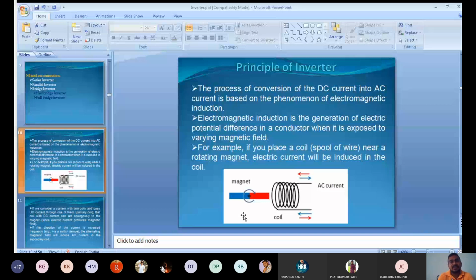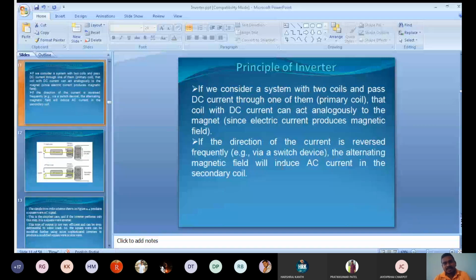Okay, if we consider a system with two coils and pass DC current through one of them. Now what are we considering? We are considering one system with two coils. How many coils are there? Two coils. And we pass DC current through one of them, which we know as the primary coil.